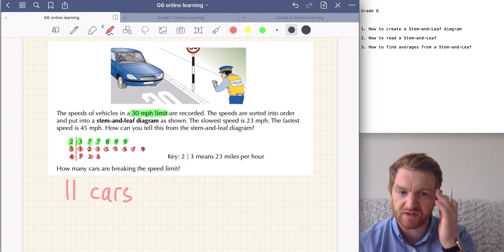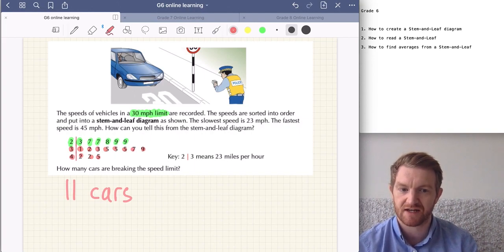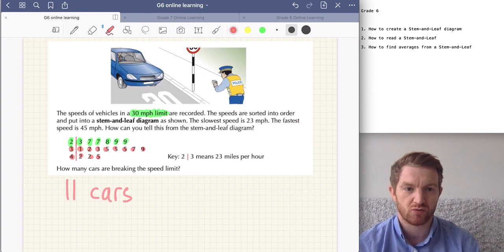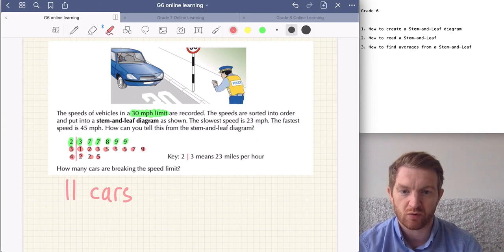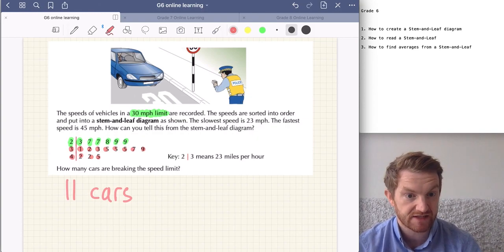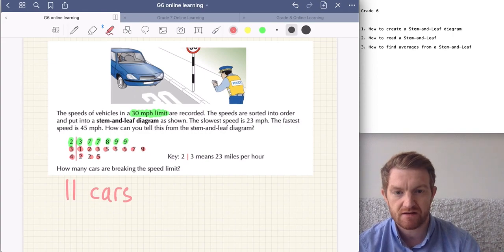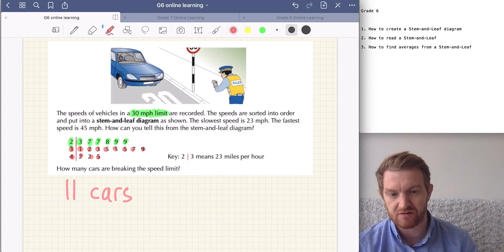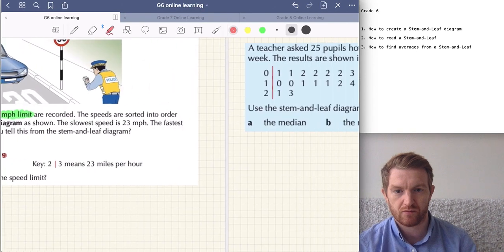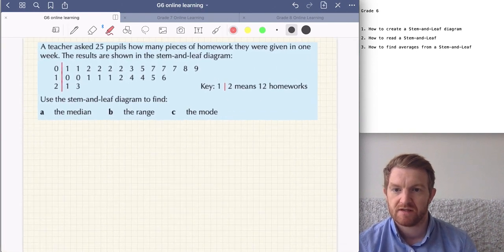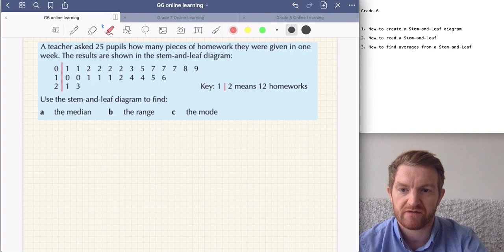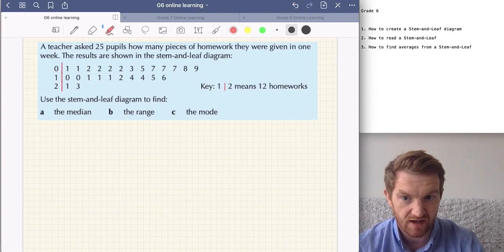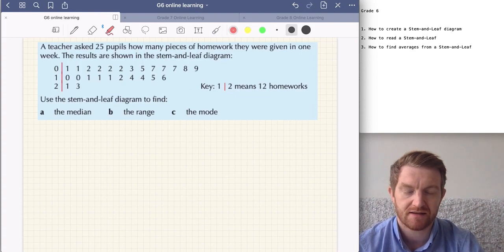And that's a very simple example of how we can use a stem and leaf diagram to quickly read and sort data. But as we know, averages and the range are also really important, and we can use those to start to make inferences like we did in Unit A3, Lesson A3. So let's look at how we can do that in one final example. Okay, teacher's got 25 pupils, they've all given them a piece of homework, and how many pieces of homework they were given, and they've put the data in this stem and leaf diagram.